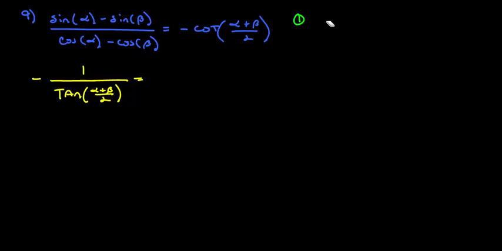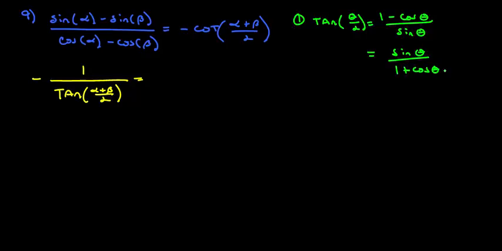Here, I want to write this down nice for you. The tangent of an angle over 2 is equal to 1 minus the cosine of the angle over the sine of the angle. You can see this is a lot nicer than having square roots floating around. Or it's equal to the sine of the angle over 1 plus the cosine of the angle.